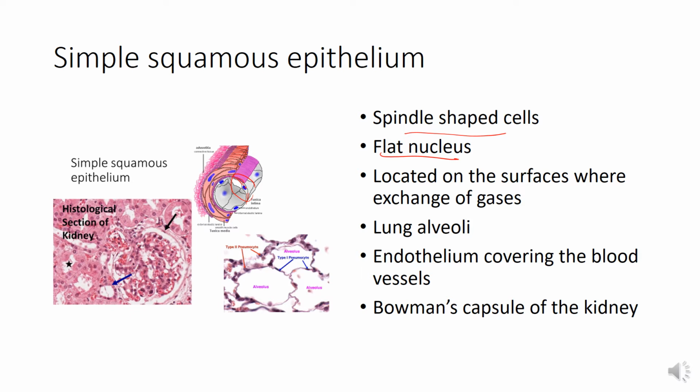So in case of lung alveoli, they are present in the lining of lung alveoli, in the lining of the blood vessels and lymphatic vessels. Now here a special name is given to them which is known as endothelium. So endothelium is the simple squamous epithelium present in the vascular channels, whether it is blood vessels or the lymphatic channels. Now this simple squamous epithelium is also present in Bowman's capsule of the kidney.